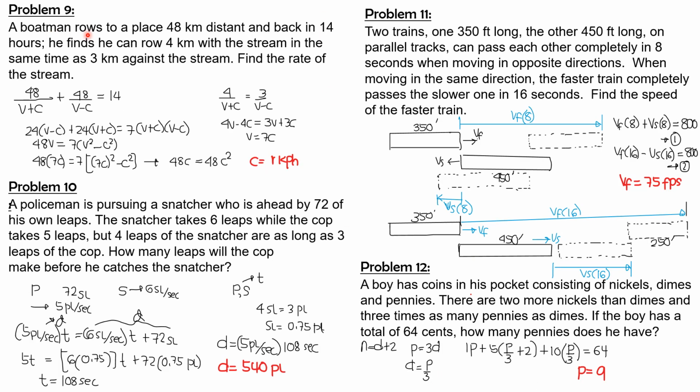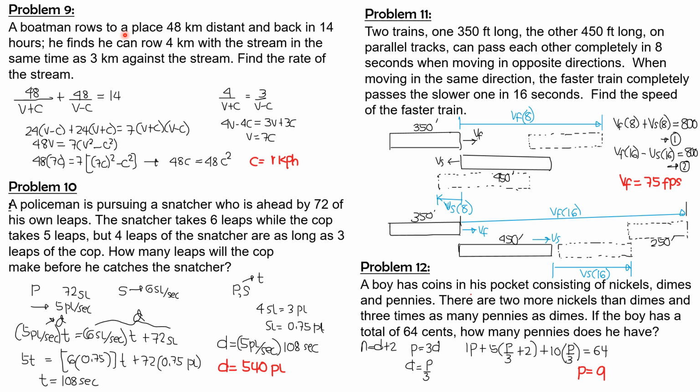Problem 9. A boatman rows to a place 48 kilometers distant and back in 14 hours. He finds he can row 4 kilometers with the stream in the same time as 3 kilometers against the stream. Find the rate of the stream. We'll call the rate of the stream C.